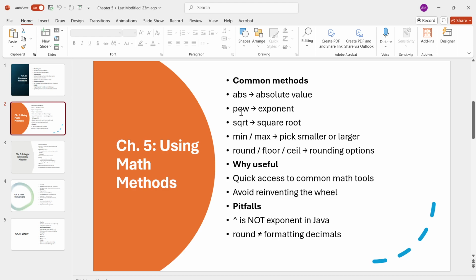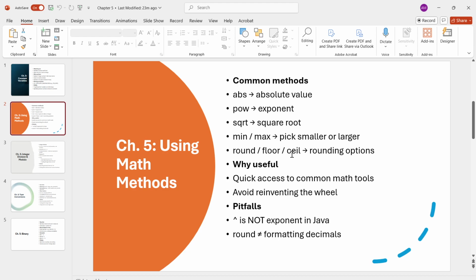we have pow, which is exponent. pow(2, 3) gives you 8. We have square root. sqrt(9) gives us 3. Minimum, maximum, pick the smaller or larger of two values. We have round, floor, ceil, which are different ways to deal with decimals. Round gives you the nearest whole number. Floor always goes down. Ceil always goes up.